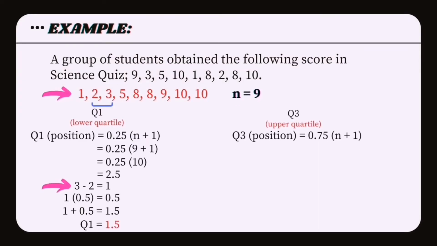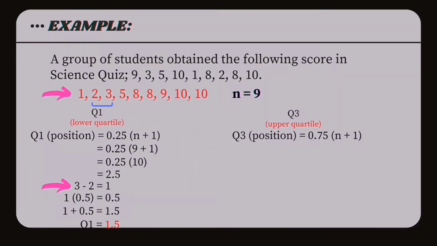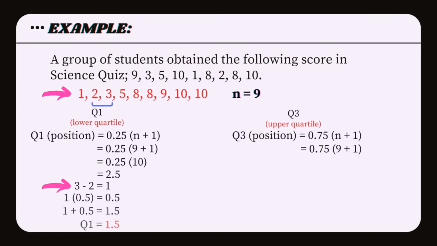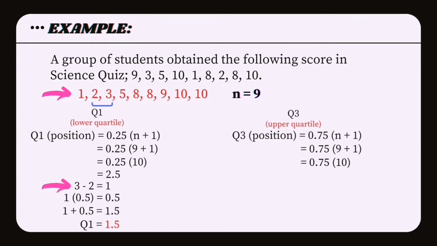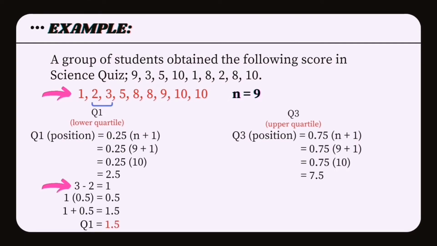In finding the position for upper quartile, we need the formula of 0.75 times n plus 1. Again, substitute the value of n, which is 9, so we have 0.75 times n plus 1. So, add n plus 1, so we have 10. So, 0.75 times 10. And the answer is 7.5.